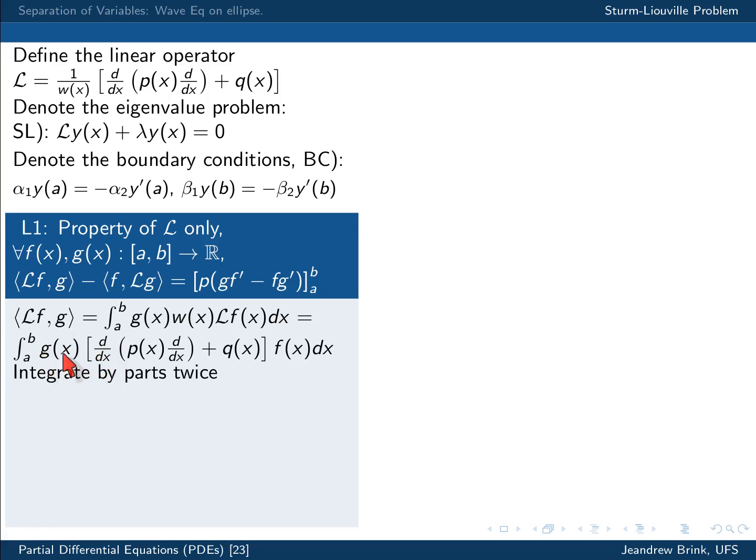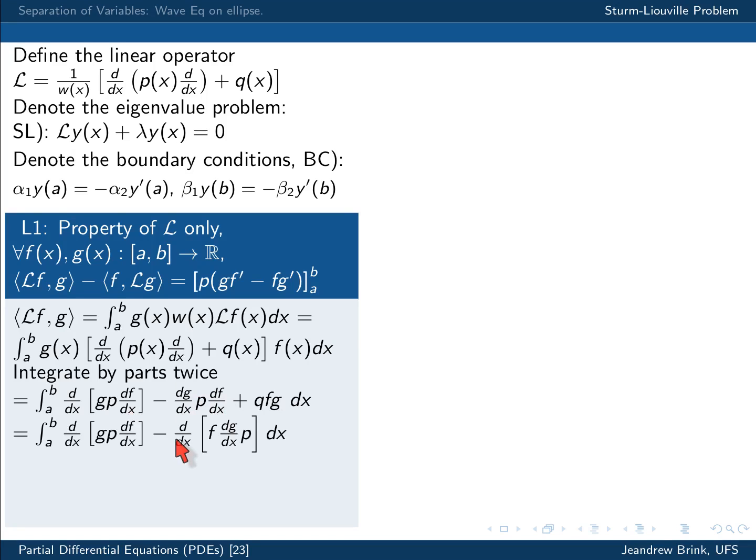So the first step is to take this d/dx and take it outside. So you have d/dx of g(x) multiplied by everything inside. And then you've got to subtract the part that is different. Okay, so you basically have d/dx of g p df/dx minus dg/dx p df/dx, and then the second term has no differential operator, so it just remains the same. Okay, so there's the first integration by parts.